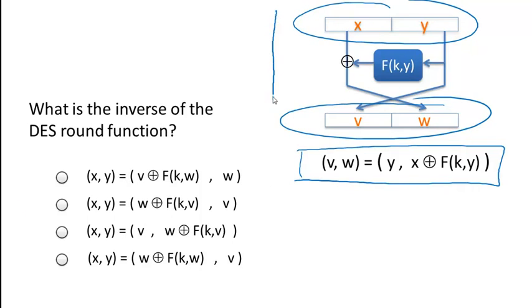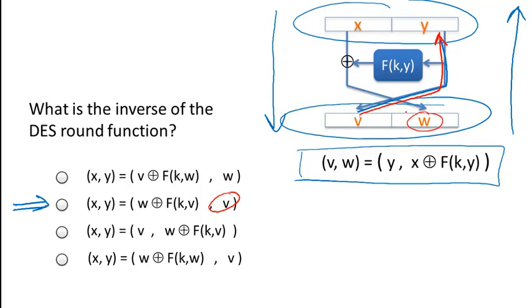Now, we're computing the function in the forward direction. To decrypt, of course, we're going to compute the function in the reverse direction. And the question is, what is the reverse function? So I hope everybody said that this is the reverse of the round function. And you can, again, very easily see that basically V gets mapped to the Y input. So this part is simply V.